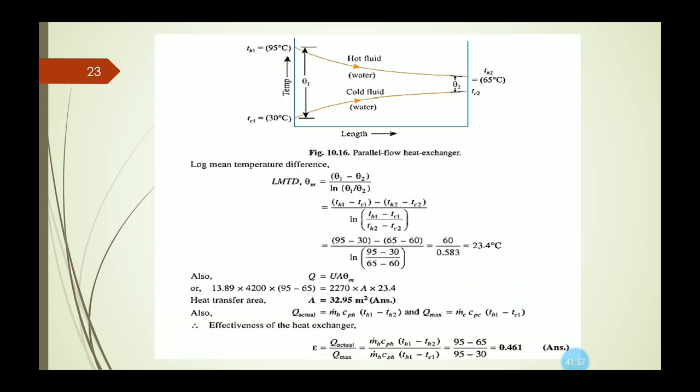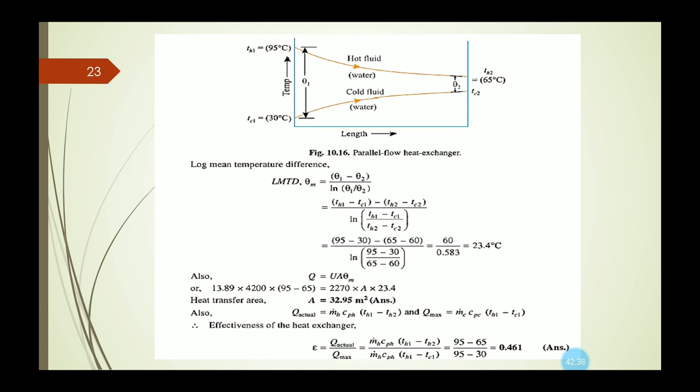So this is the diagram for the parallel flow heat exchanger, which is familiar to us. Now if we use the logarithmic mean temperature difference for the parallel flow heat exchanger, then after putting all the values we get the value of the LMTD. This is coming as 23.4 degrees centigrade. If we use the formula Q equals U A theta M, in that case only the area we need to find here and all the other values are known to us. So the heat transfer area can be calculated from this equation and it is coming as 32.95 meters square.